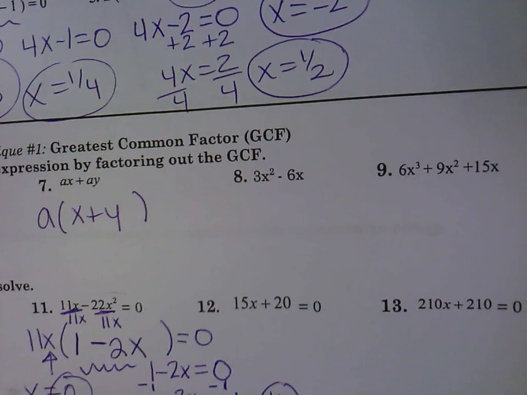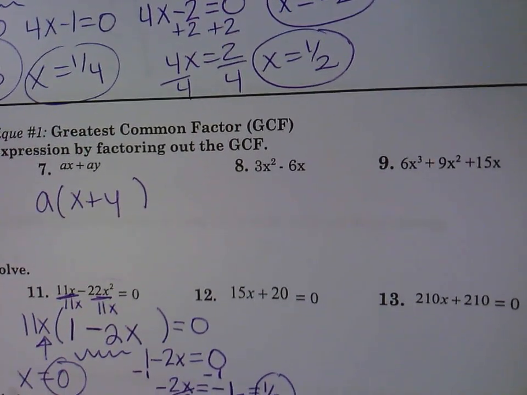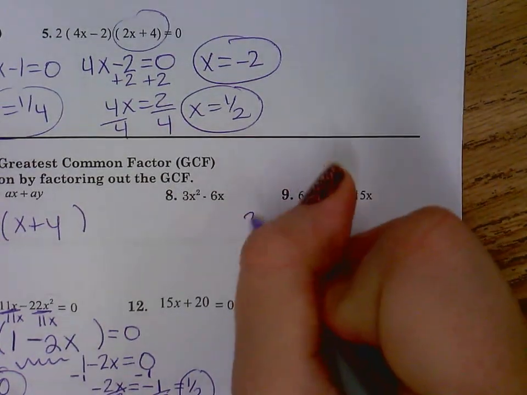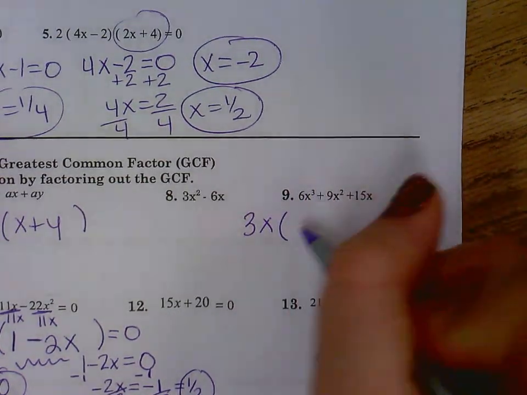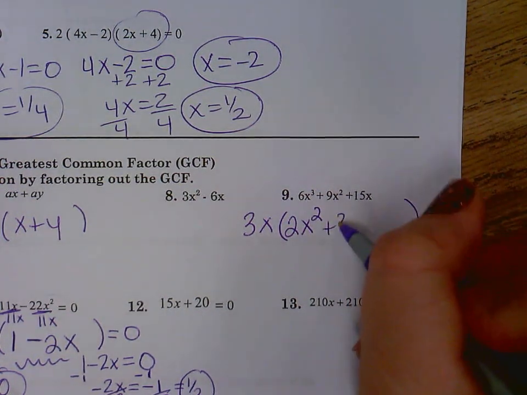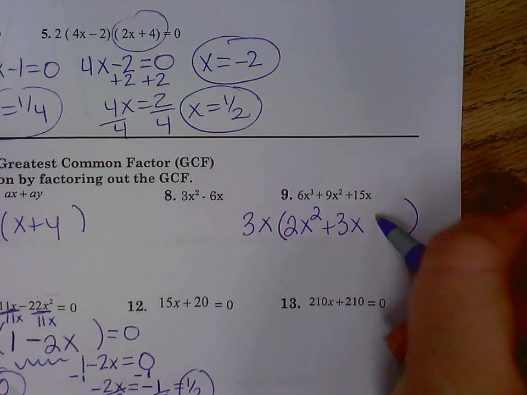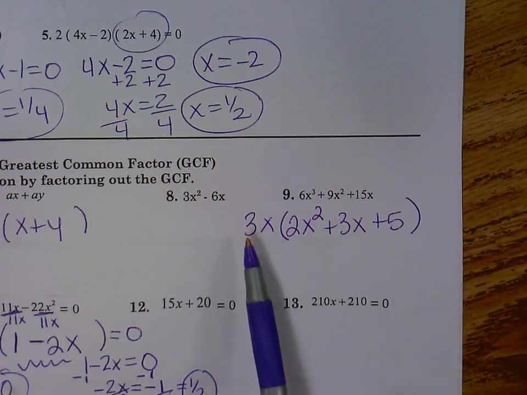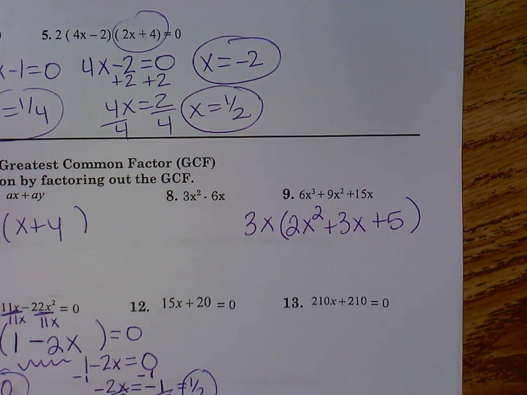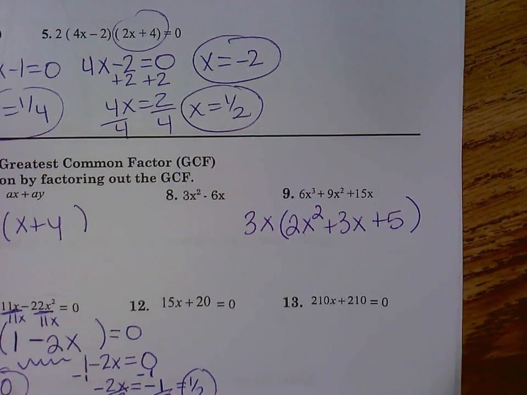On number 9, it's a trinomial. And everything can get divided by 3 x's. So 3x goes on the outside. Let's see, you'd have 2x squared plus 3x and what, plus 5? I always double check. Yes, that gives me 6x cubed. Yes, that gives me 9x squared. And yes, that gives me 15x. So if I have to double check, you should also be double checking every time to make sure you didn't make a mistake with your factoring.